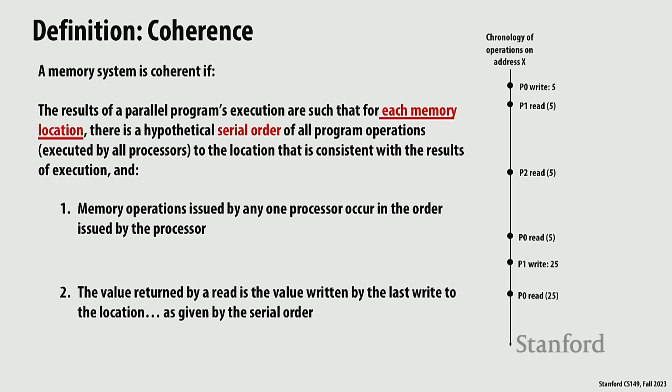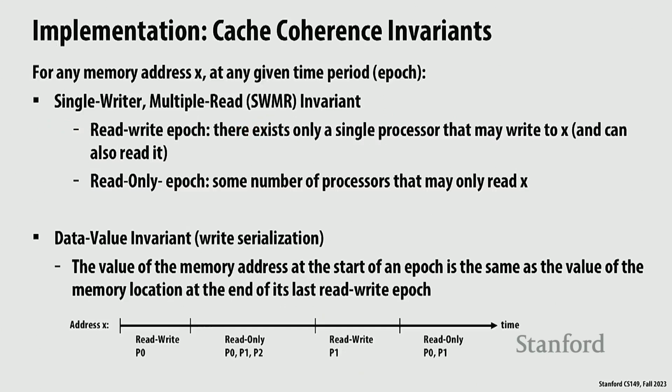Okay, so that's the first thing. Second thing we want is we want to make sure that in this sequential order, the value that you read was the value that was last written in the sequential order. So these are the two things that we want to maintain in a coherent memory system with caches.